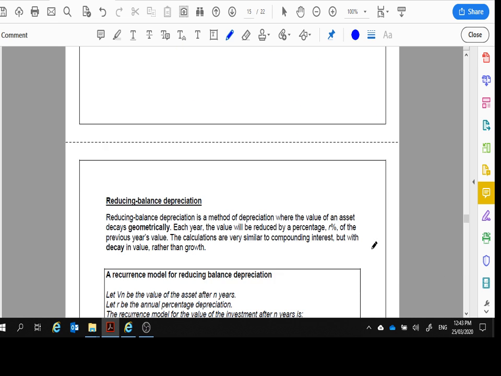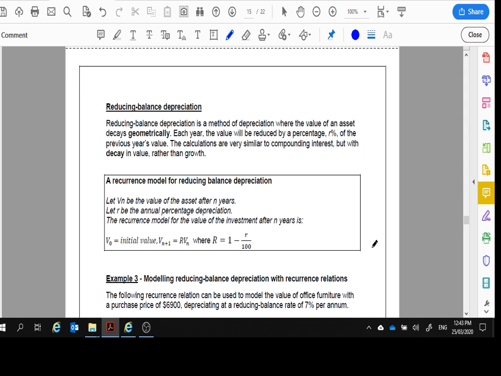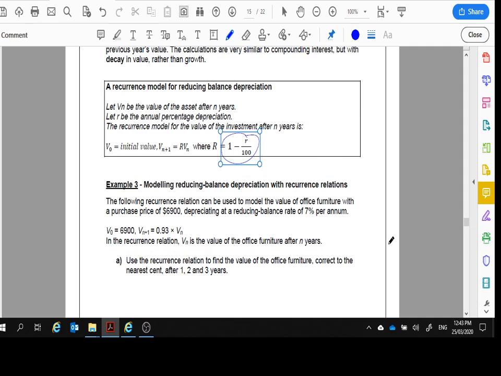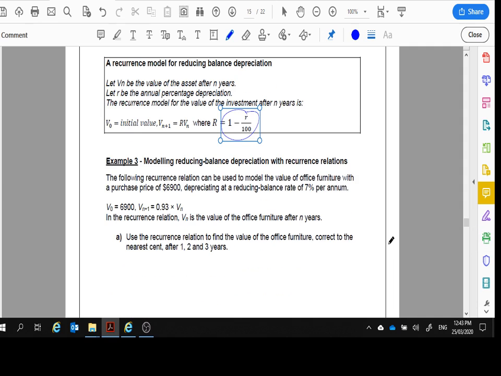Okay. Reducing balance. Remember, reducing balance means it is subtracting, not adding to get it. Okay, so we're depreciating. Example 3. The following recurrence relation can be used to model the value of the office furniture with the purchase price. There's our V of 0, $6,900, depreciating at 7% per annum. So how did they get the 0.93? Well, originally we've got 100%, but it's depreciating, so going down by 7%. Okay, when it goes down by 7%, that means I've got 93% left over. As a decimal, 0.93. That's how we get that 0.93.